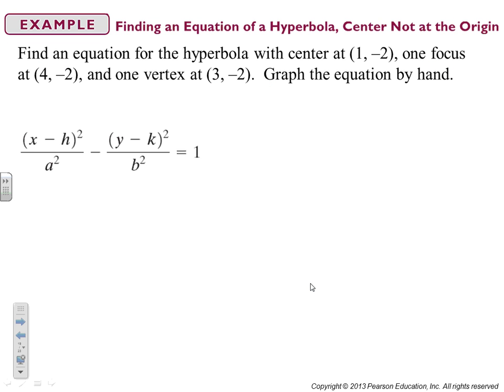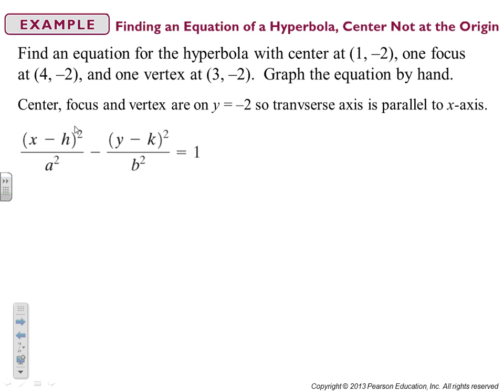All right, so let's find an equation for the hyperbola with center at 1, negative 2, and 1 focus at 4, negative 2, and 1 vertex at 3, negative 2. Graph the equation by hand. So once again, I recommend throwing these coordinates onto a graph first to determine where we open. Some people can see that just by looking at the numbers. I need the graph to kind of give me the direction, so that's how I would roll.